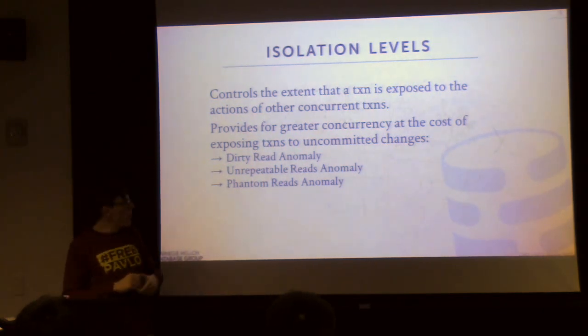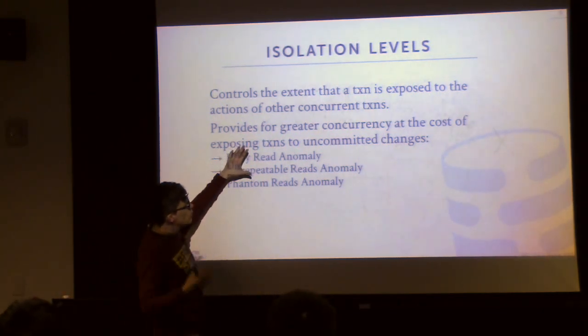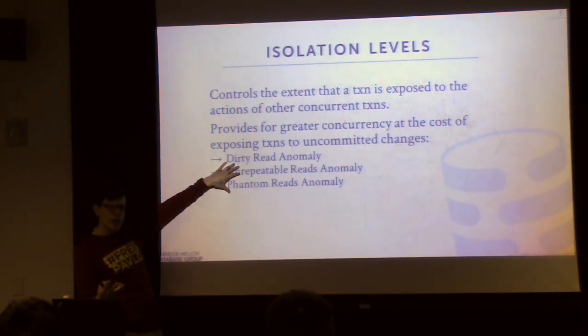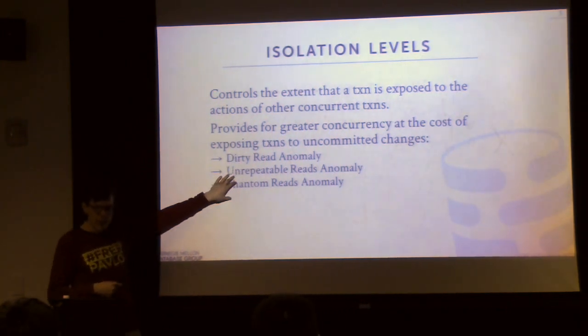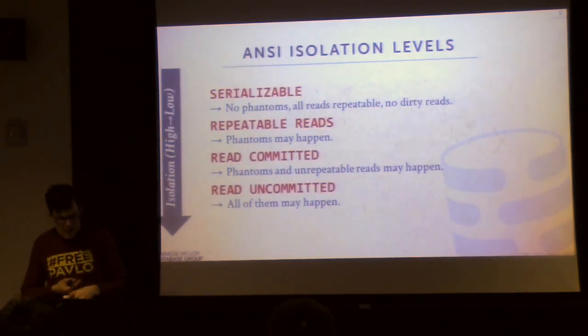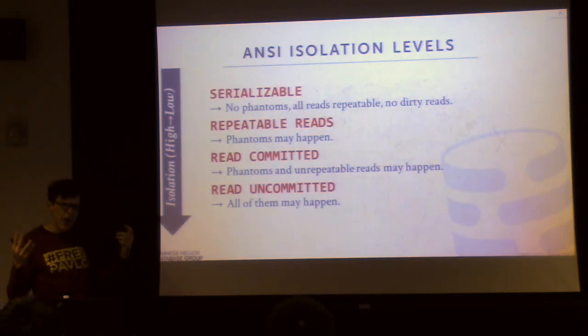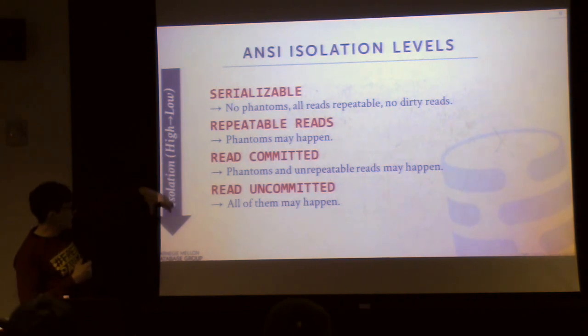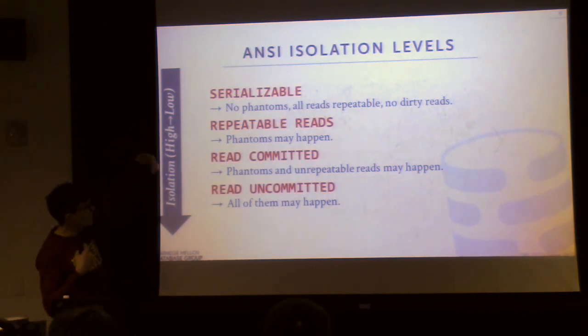So when you use lower isolation levels, you're telling the database system, I'm allowing my transaction to be exposed to these anomalies. The four isolation levels that are defined in the ANSI standard are these here. This came out when the SQL-92 standard came out. Going from top to bottom, this declares the strength of the isolation level.